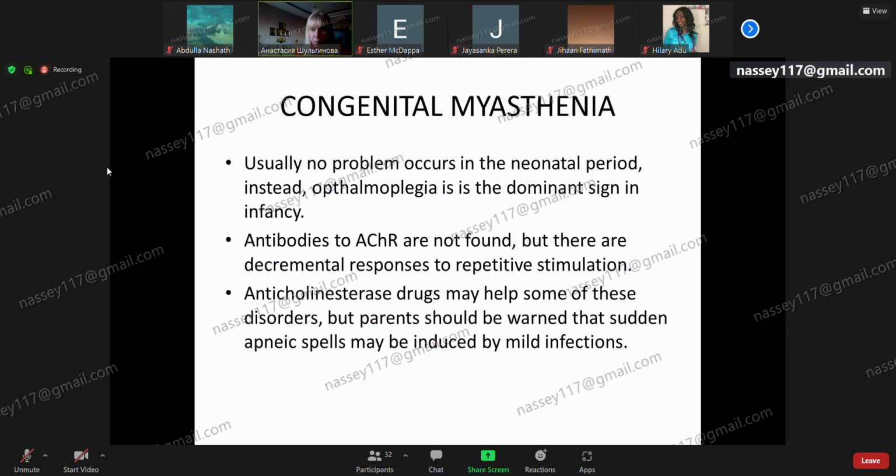Cholinesterase drugs may help some of these disorders, but patients should be warned that suddenly a panic spell may be induced by mild infections.